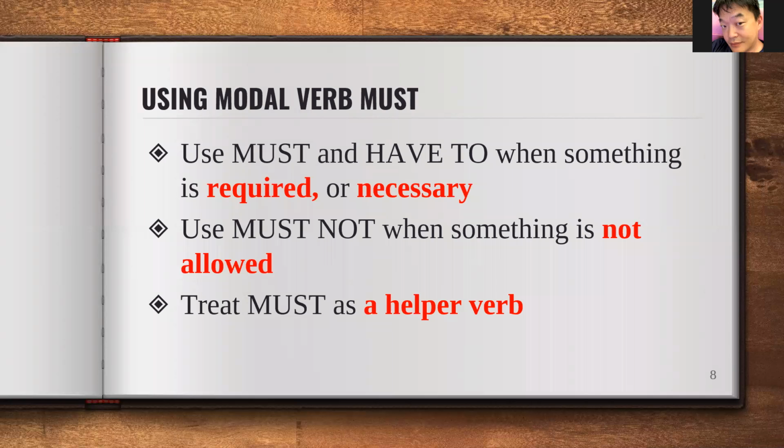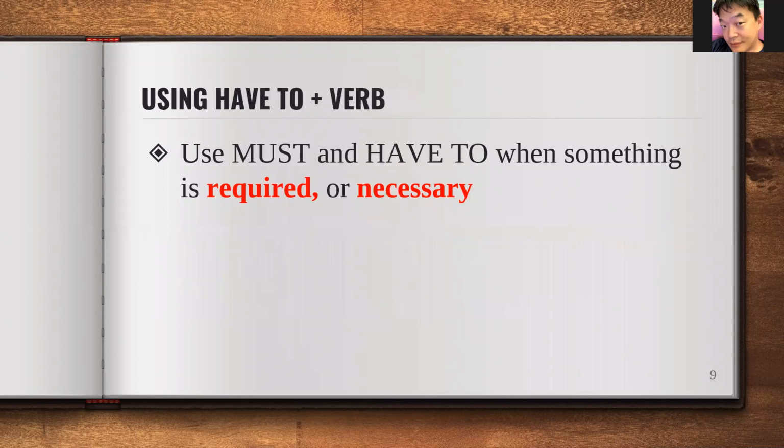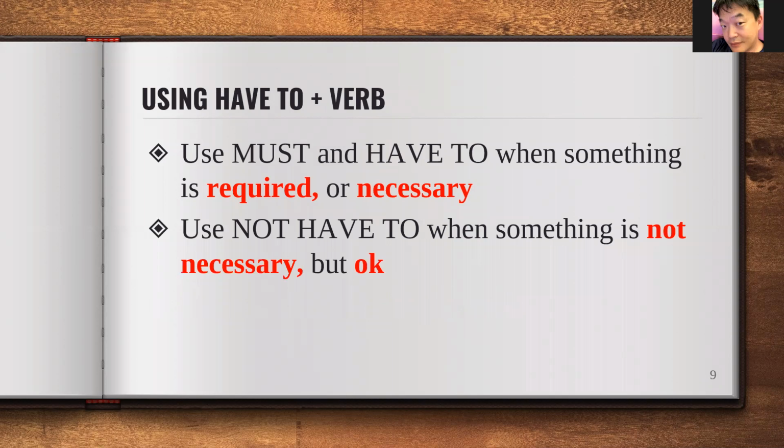So, as I said, when you have to, it's a little bit different. They have the same meaning. Must and have to, you use them when something is required or necessary. But look, in the negative, you use don't have to when something is not necessary, but okay. For example, you don't have to take this medicine with food, but it's okay if you take it with food.